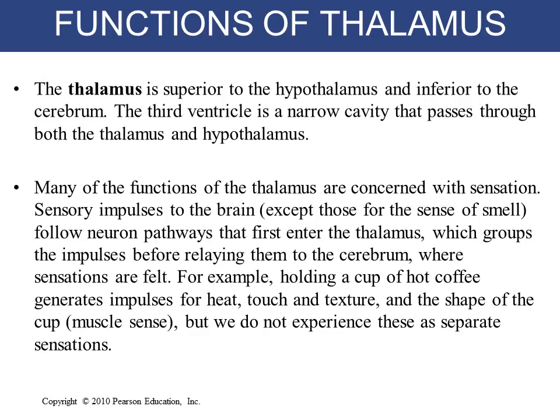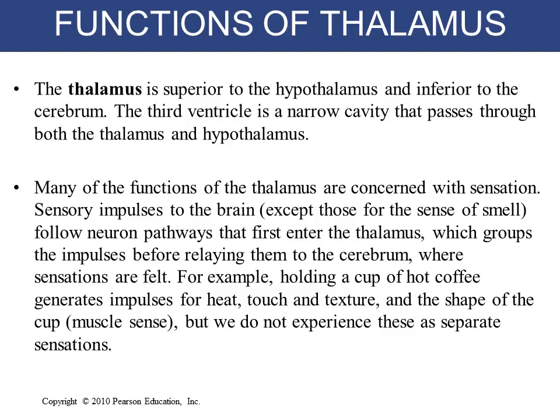The thalamus is superior to the hypothalamus and inferior to the cerebrum, and the third ventricle is a narrow cavity that passes through both the thalamus and hypothalamus. So some of the functions of the thalamus are, one, they are concerned with sensation. Sensory impulses to the brain, except for those of sense of smell, follow neuron pathways that first enter the thalamus, which group the impulses before relaying them to the cerebrum, where sensations are felt.